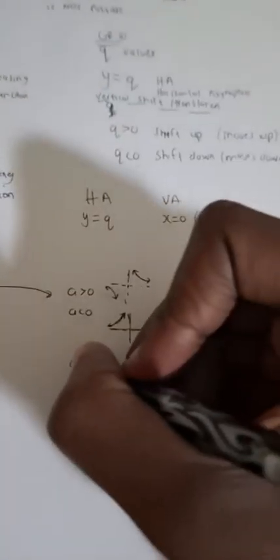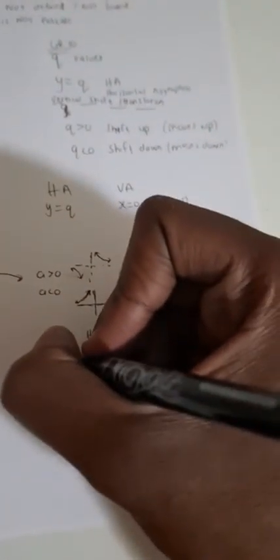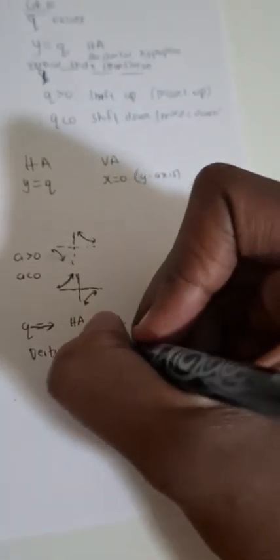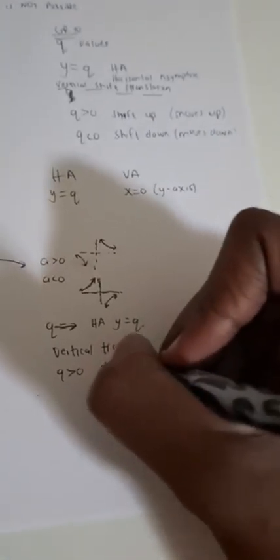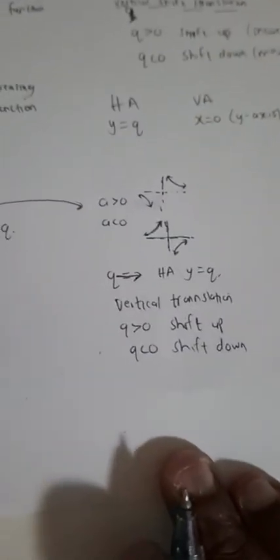Okay. Then, remember this point, that our q, still no different, speaks to what? The equation of the horizontal asymptote is given by y is equal to whatever the q value is, right? And it speaks to our vertical translation, or vertical movement of the graph. When q is greater than 0, it still means we shift the entire function up. When q is less than 0, it still means we shift the entire function down by a certain number of units. And then our vertical asymptote is something else that we need to note.